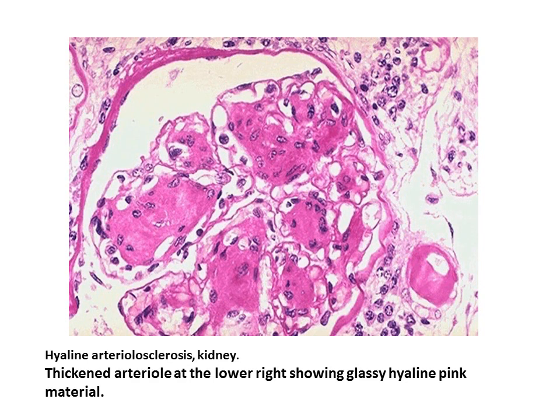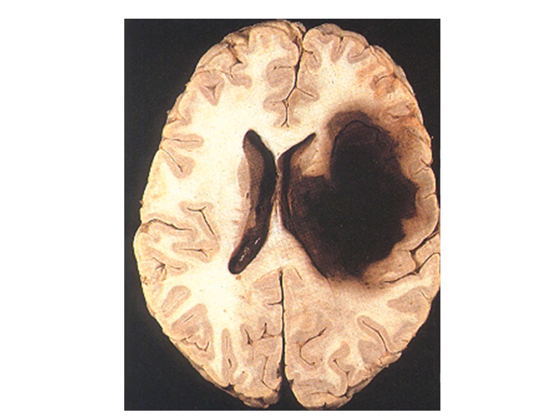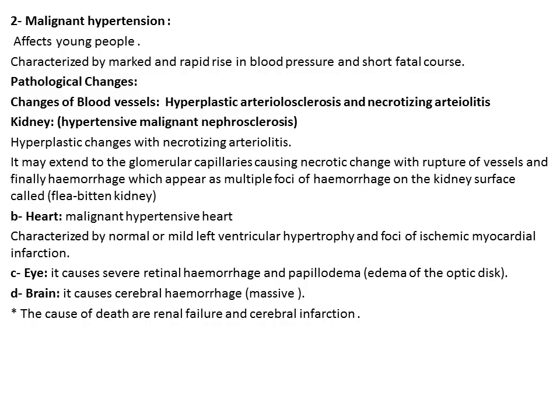In this picture we can see arteriole with thickened wall showing glassy hyaline eosinophilic material. In this picture we can see cerebral hemorrhage.